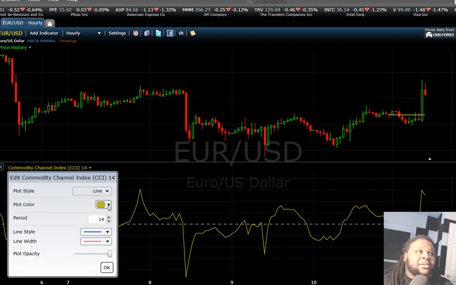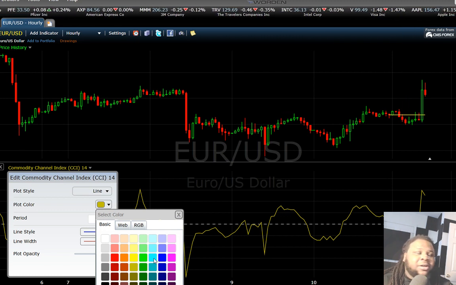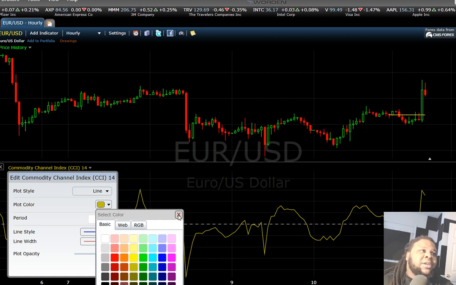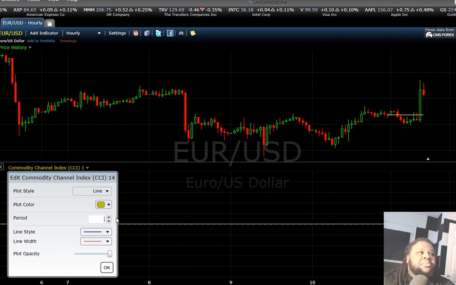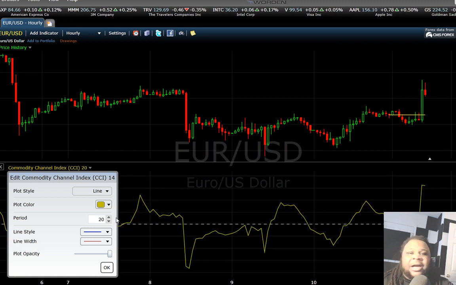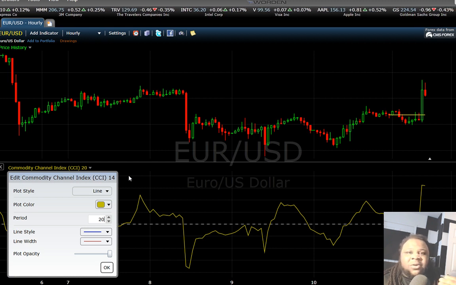What you want to do is go to your settings and change this to whatever color you choose. It doesn't really matter. You could put blue, red, green, whatever it may be, but we'll just leave it at yellow, the color that it's at right now. And you want to put this period at 20. Now, you could put it higher. The higher, the better. It gives you a more indicative view of the trend.